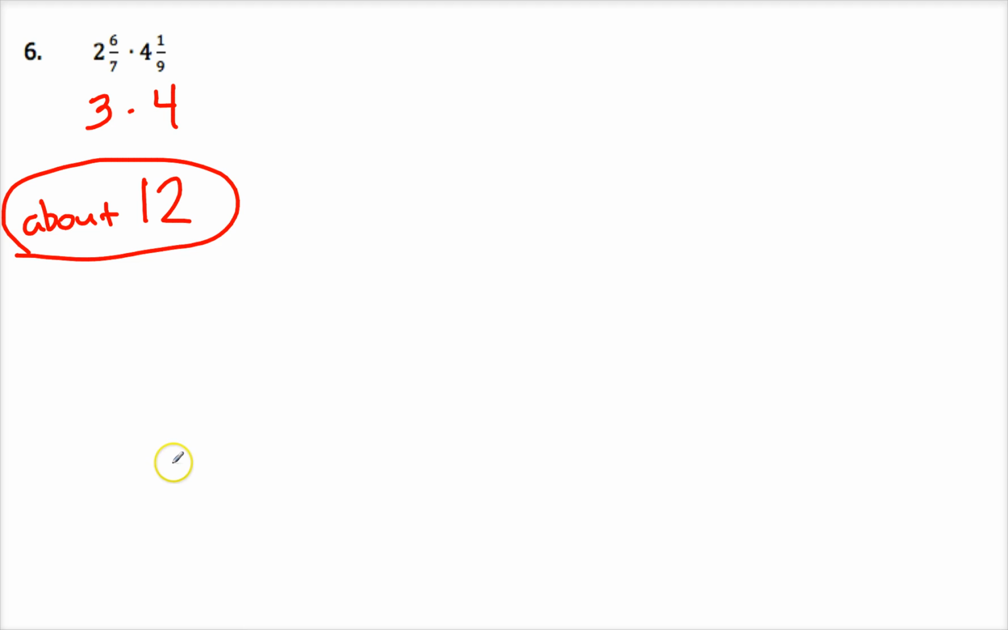Okay, so when you're doing your homework over this section, remember that you are estimating, so some of your answers may be a little bit different than what I have on the answer sheet, but they shouldn't be too far off.